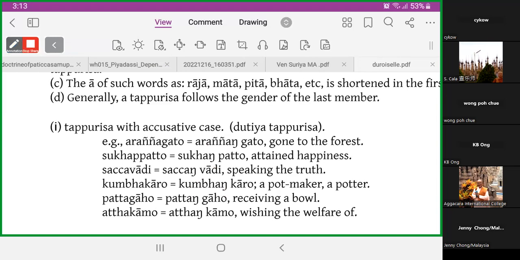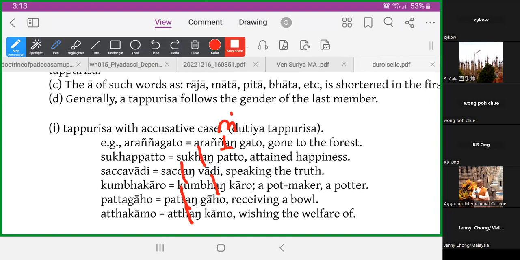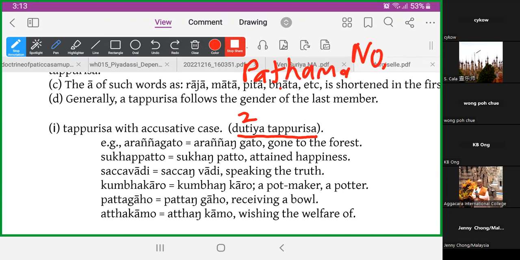So the name of this Tappurisa is called Dutiya Tappurisa. Why Dutiya? Dutiya, you know, is second, right? So the first one is Patama. What is Patama? Patama is the nominative case. So the Dutiya, second, is the accusative case. So this is called Dutiya Tappurisa. Dutiya Tappurisa is a Tappurisa with accusative case.